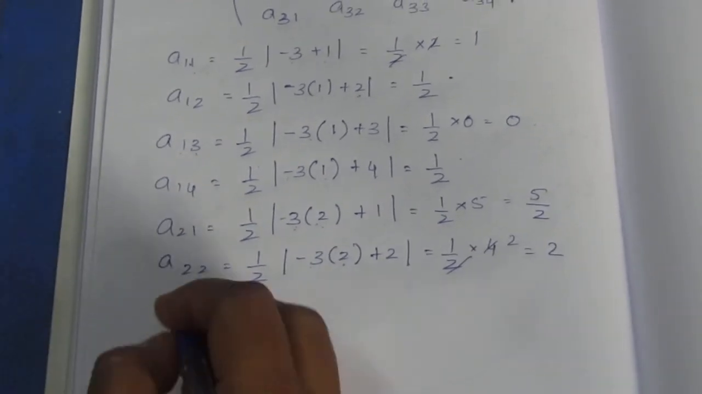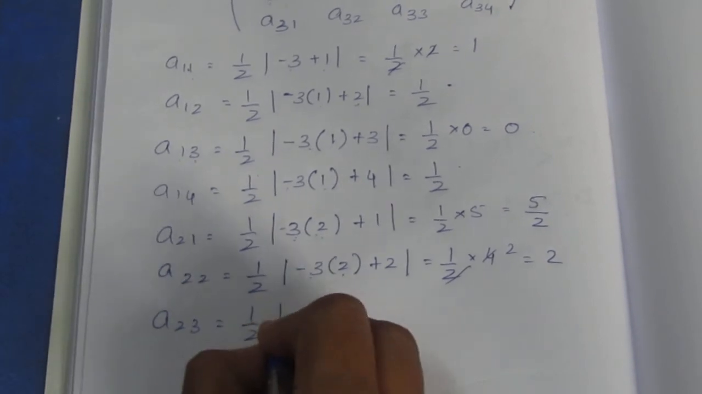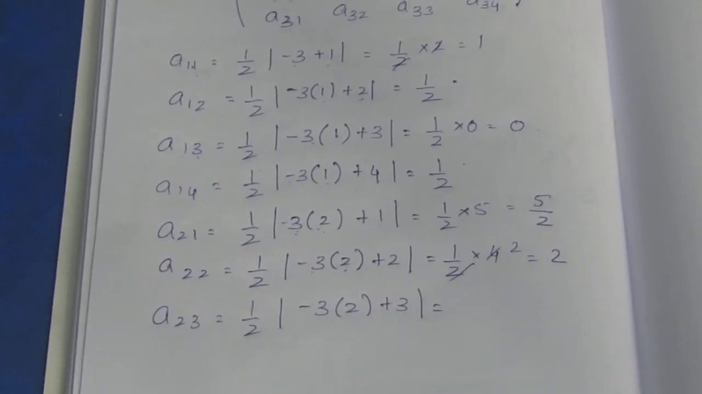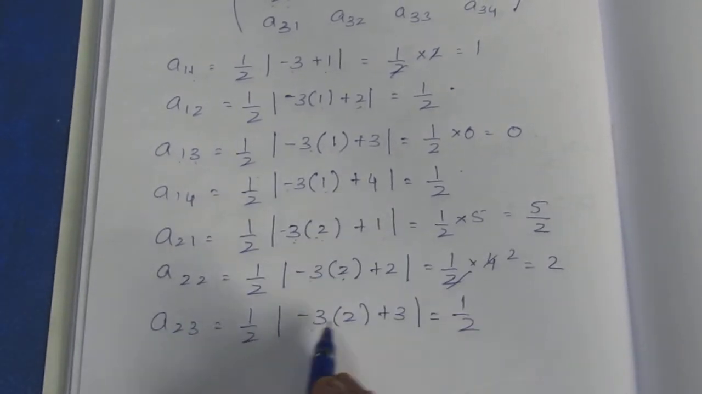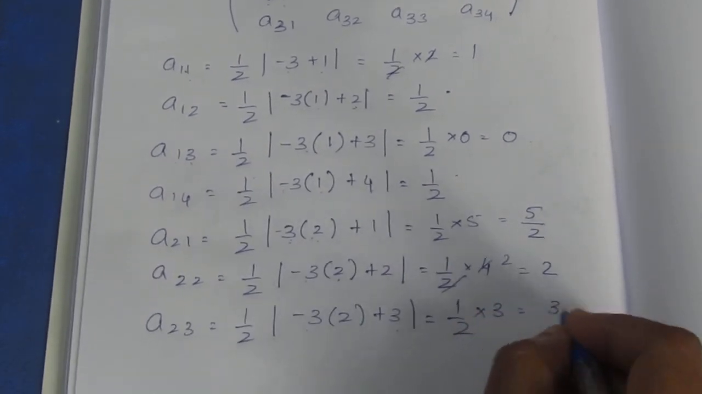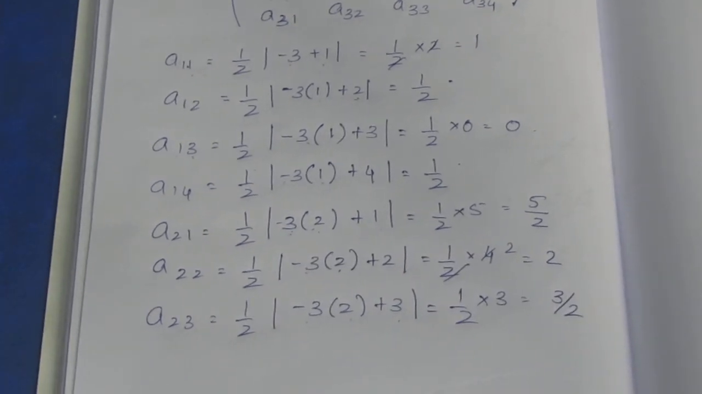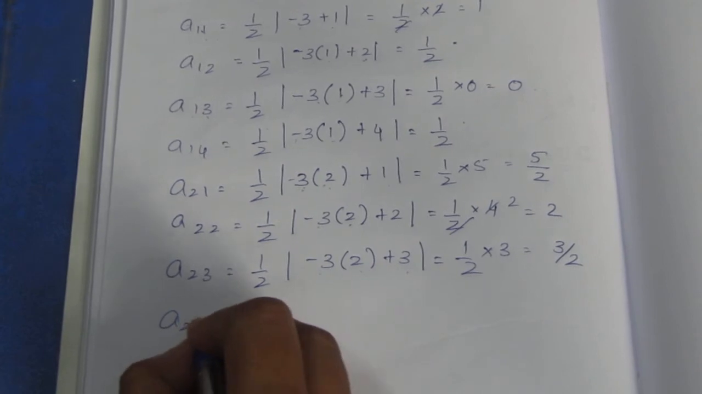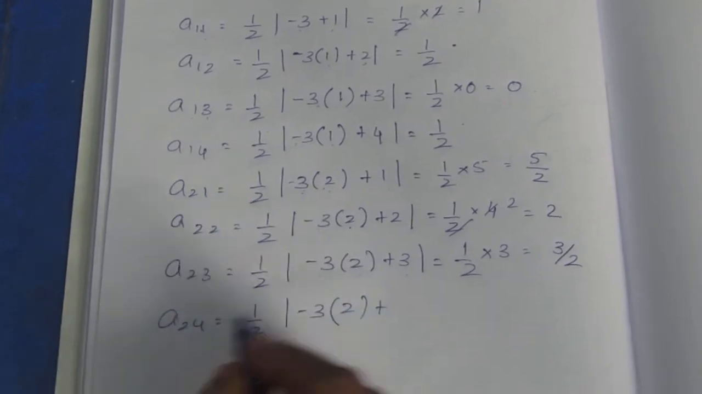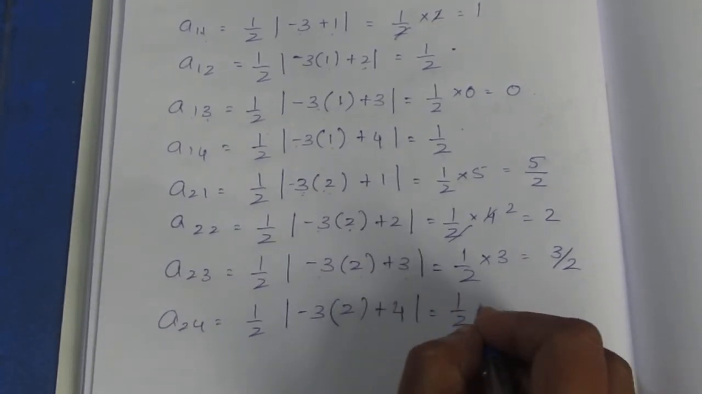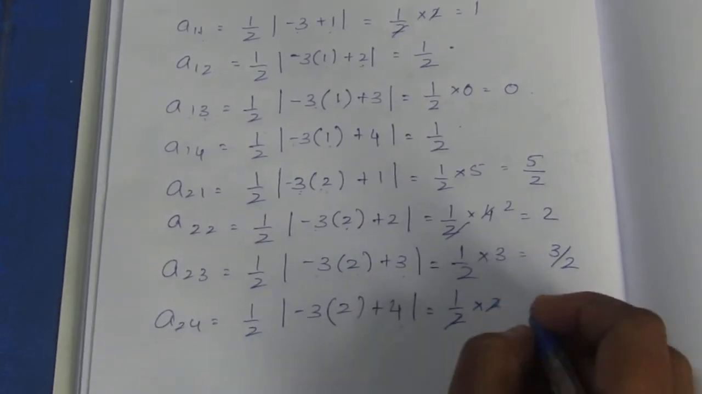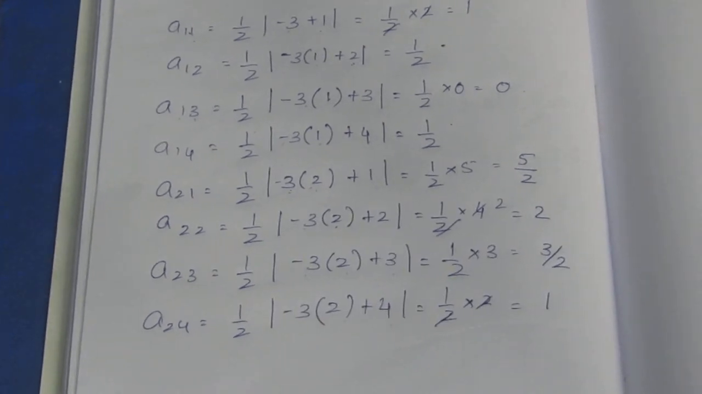The same way A23 is equal to half modulus of minus 3 into 2 plus 3. Now half. Here it becomes minus 6 plus 3 is minus 3, modulus 3, so 3 by 2. Now we need to find A24. A24 is equal to half modulus of minus 3 into 2 plus 4, equal to half. Here it becomes minus 6 plus 4 is minus 2, modulus 2, becomes 1.